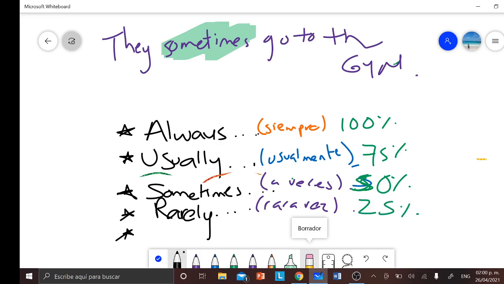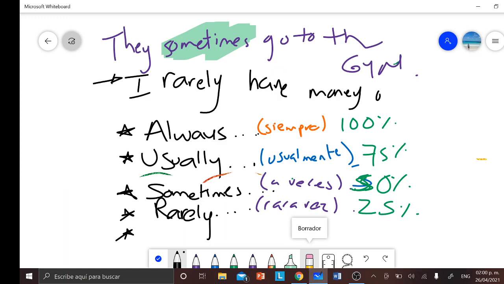So, an example could be, I rarely have money on the weekends. Yo rara vez tengo dinero el fin de semana, because I spend it, all of it, me lo gasto todo during the week, durante la semana. Pero el fin de semana, I rarely have it. Finalmente el fin de semana, rara vez tengo dinero, rara vez.